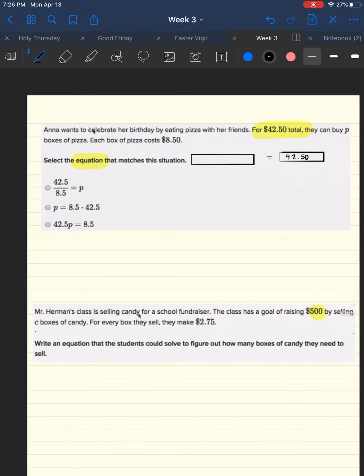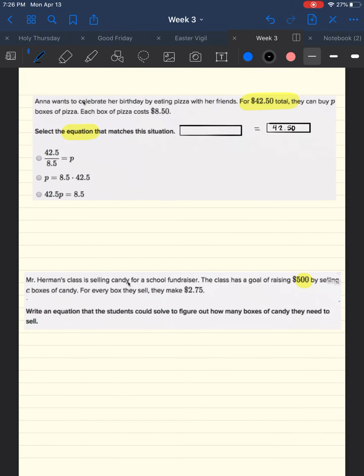Then it says they can buy P boxes of pizza. I notice that it's also given me a variable. So this is P boxes of pizza. And I'm going to go ahead and write this down here. P represents boxes of pizza.